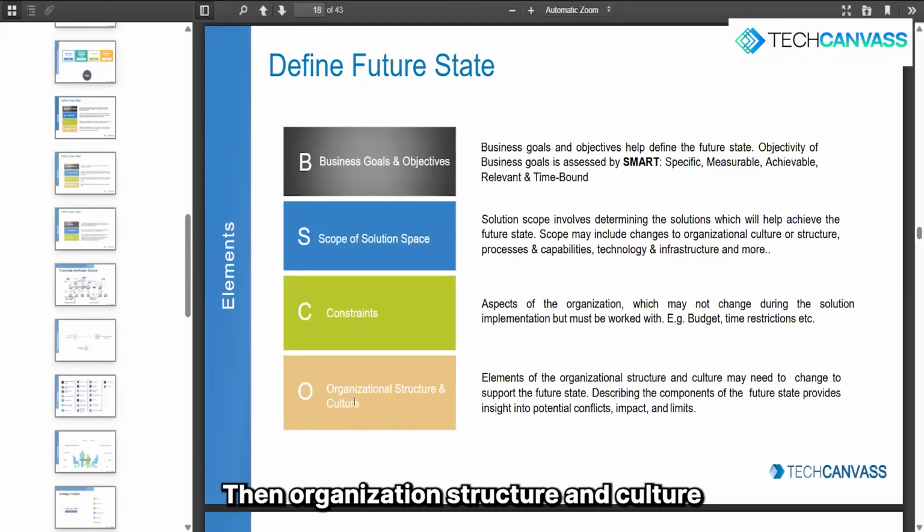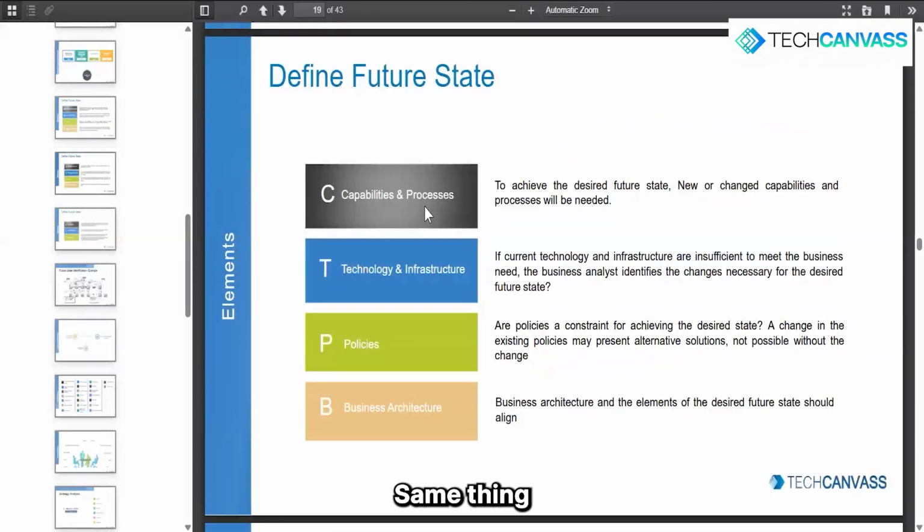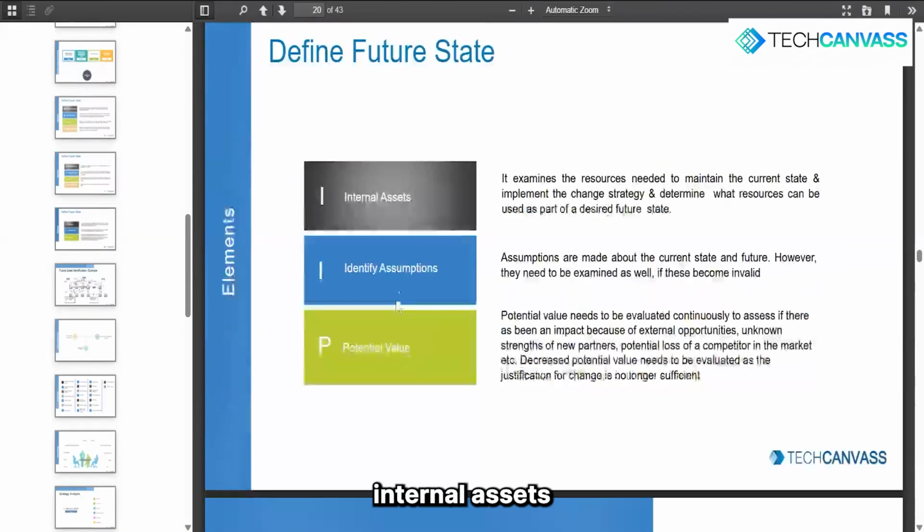Then organizational structure and culture. This is what we have seen earlier, right? So again, the same thing, but now the perspective has changed. Now we are going to define how our future state is going to look when we achieve it. What should it be like? Capabilities and processes. Same thing. Technology and infrastructure. Same, we have covered that. Policies. Do we need a change in policies? What will be the new policy? Business architecture. Same.